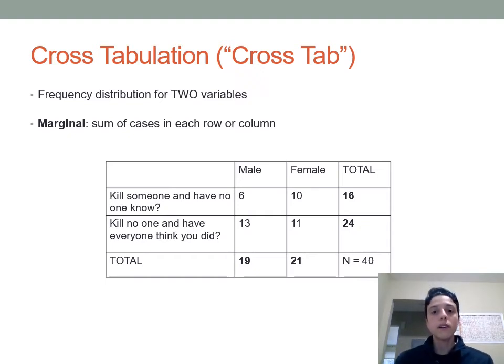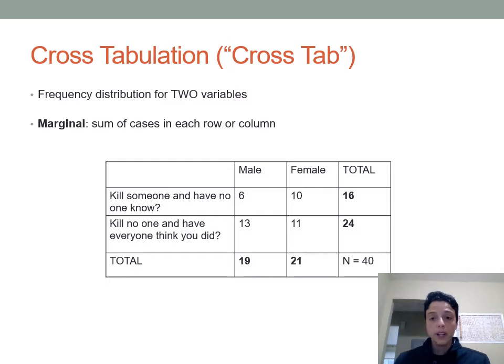We also can have column marginals where we're adding down the columns. So here in the class, starting with the column labeled male, we had 6 males in that first cell who said they'd rather kill someone, 13 males in the second cell who said they'd rather kill no one. And so if you add that together, you have 19 males total in the class. So for females, we had 10 females who said the first answer, 11 females who said the second answer, and if you add those together, that means you have 21 females total in the class.